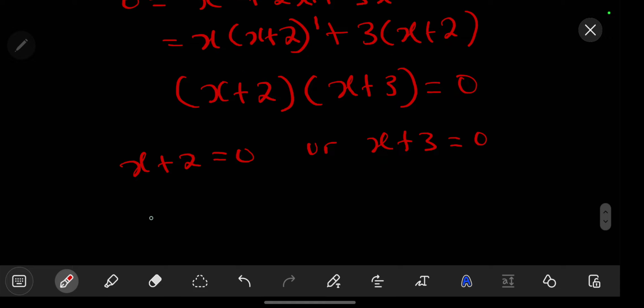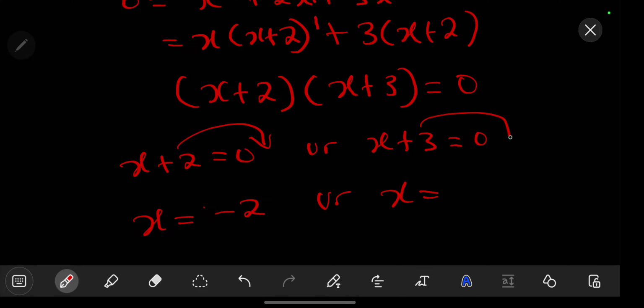Then our x-intercepts are such that x is equal to, when the 2 goes to the other side, negative 2, or x should be equal to, when it goes this side, negative 3.